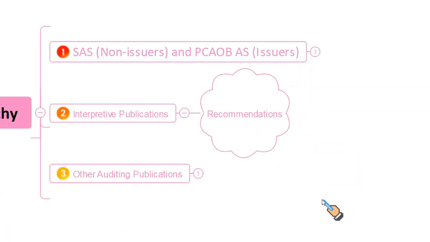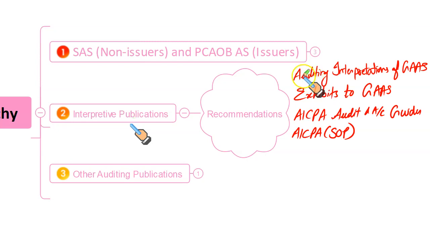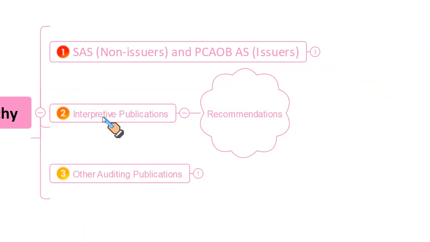for auditors. Next, we have interpretive publications. These are basically recommendations on how SAS and AS are to be applied in specific situations. So the auditor should consider this guidance so that he can use it in his specific engagement. They include auditing interpretations of SAS, exhibits to SAS, AICPA audit and accounting guides, and finally the AICPA auditing statements of position. So these are second in the hierarchy. They provide guidance regarding how SAS should be applied in specific situations.